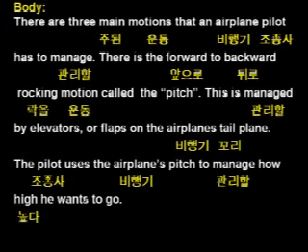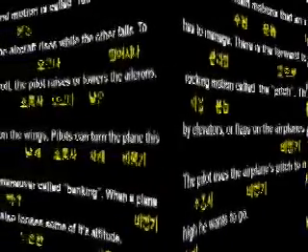There are three main motions that an airplane pilot has to manage. There is the forward to backward rocking motion called the pitch. This is managed by elevators or flaps on the airplane's tail plane. The pilot uses the airplane's pitch to manage how high he wants to go.